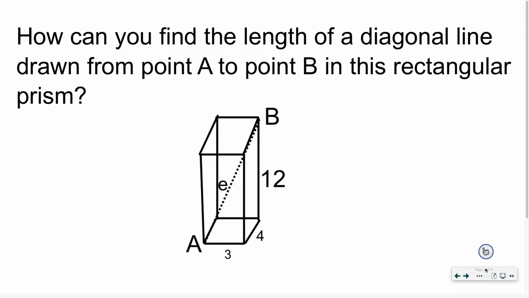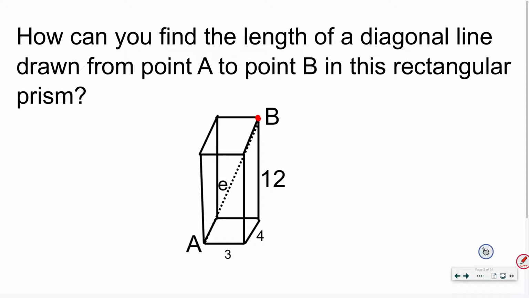All right, so we are going to find the length of a diagonal line from point A to point B in this rectangular prism. What does it mean to be a rectangular prism? What does that sound like to you? So it's the shape of a rectangle, but what's the most important thing for it to be a prism? It's three-dimensional, absolutely. So we are going to figure out how we're going to find the length of the diagonal.